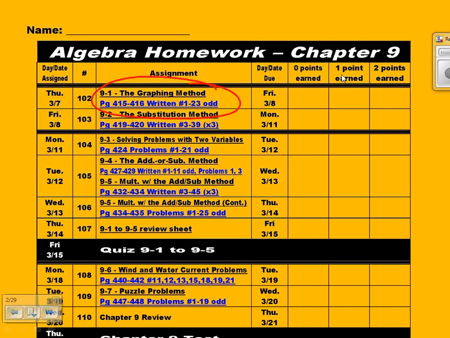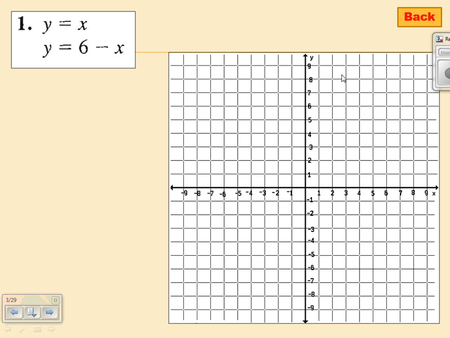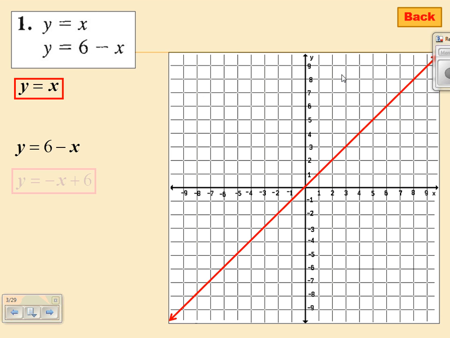So here we go. Number 1 should have been pretty simple. What you want to do is graph both of these lines. I'm going to graph the first one, y equals x. That gives me this line. For the next line, because I don't like how it's arranged right now as y equals 6 minus x, I rearrange it as y equals negative x plus 6. Once I rearrange it like this, I can then graph it. It's a lot easier because I know the slope and I know the y-intercept.